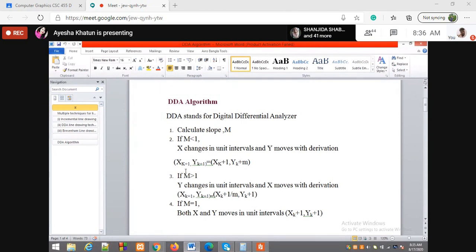And if the slope is greater than 1, then y will be incremented by unit interval. That means y will be incremented by 1 unit and x will move with derivation. And if m is equal to 1, then both x and y will move with the unit interval. That means both will be incremented by 1.